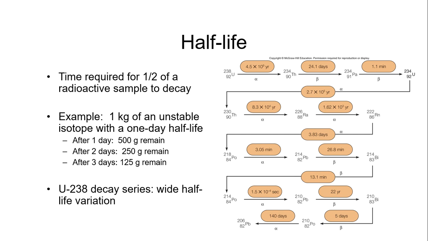Palladium has a half-life of 1 minute, 1.1 minutes. And then it becomes uranium-234. Notice the half-life there jumps up again and goes up to 2.7 times 10 to the 5th years. That is 270,000 years. And so as you follow along the chart, the half-life changes from element to element, anything from 4.5 billion years down to seconds.